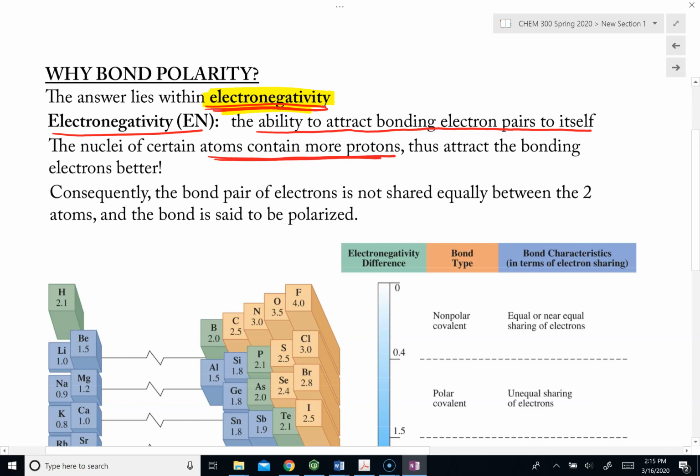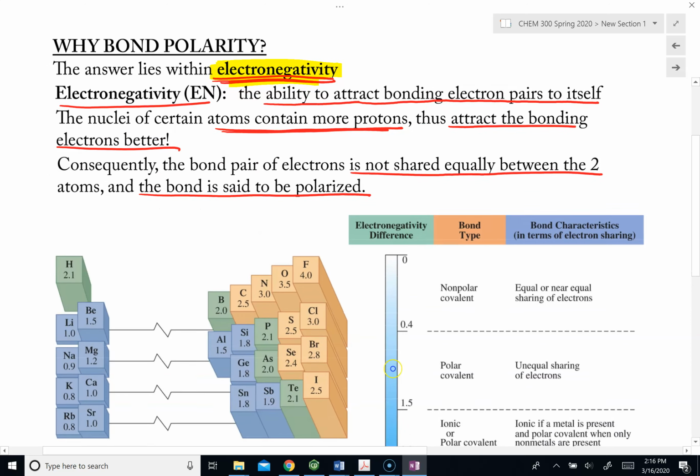We know that because protons are positively charged, between two atoms, if an atom has more protons than the other, it will be able to attract the bonding electron to that atom better. As a consequence, the bonding pair of electrons is not shared equally between the two atoms, but slightly shifted to the atom that has more protons in its nucleus. And therefore, the bond is said to be polarized.